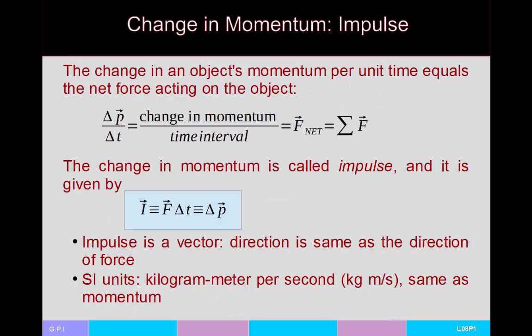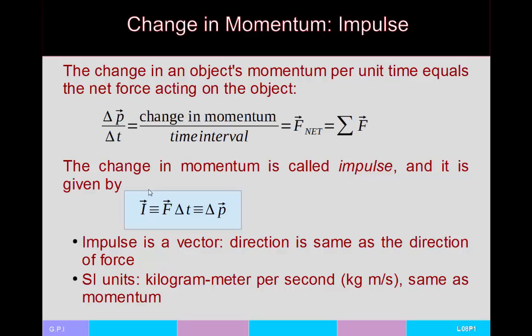So taken a step further, we've been talking about change in momentum here in the context of Newton's laws. There is actually a name for change in momentum. What that change in momentum is called is impulse. Some people like to use I, some people like to use J for impulse. The change in momentum per unit time is the net force, but the change in momentum, simply put, is impulse.